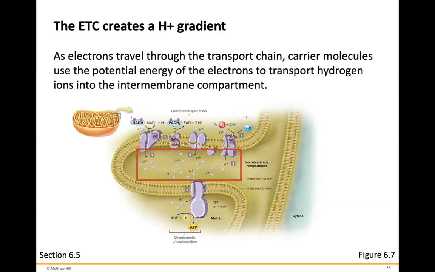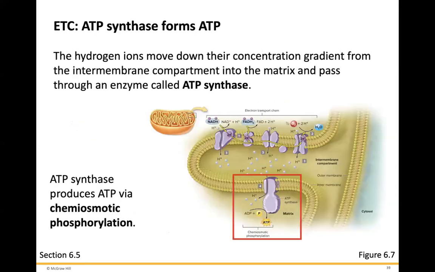So as electrons travel through the transport chain, the carrier molecules use potential energy of the electrons to transport the hydrogen ions into the intermembrane compartment. The hydrogen ions will move down their concentration gradient from the intermembrane compartment into the matrix and pass through an enzyme called ATP synthase. ATP synthase is responsible for producing ATP via a chemiosmotic phosphorylation process.